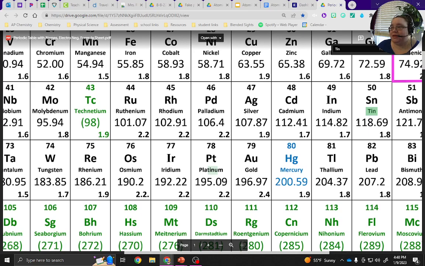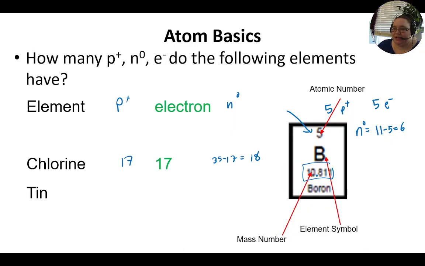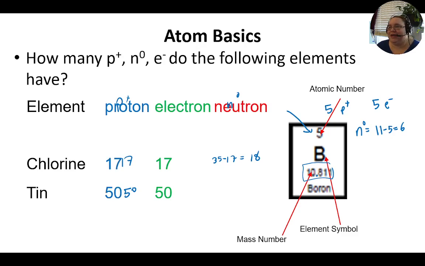Its average atomic mass is 118.69. So 0.69 is bigger than 0.5. 5 or more raises the score, so 118.69 is going to round to 119. So in terms of my protons, neutrons, and electrons, my protons is the atomic number, which is 50. My electrons is the atomic number because this is neutral, which is 50. And my neutrons are going to be that mass minus the atomic number, so 119 minus 50.